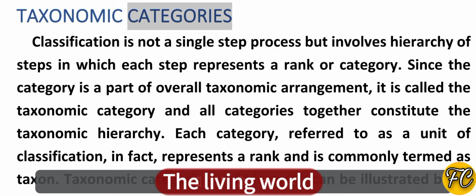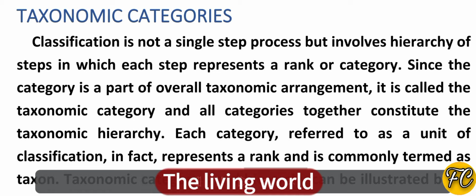Taxonomic categories. Classification is not a single-step process but involves a hierarchy of steps in which each step represents a rank or category. Since the category is a part of the overall taxonomic arrangement, it is called the taxonomic category, and all categories together constitute the taxonomic hierarchy. Each category, referred to as a unit of classification, in fact, represents a rank and is commonly termed a taxon.